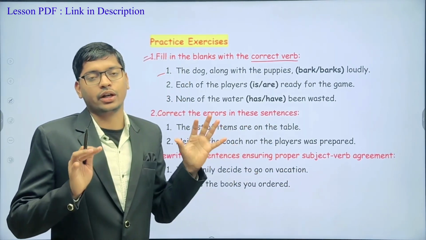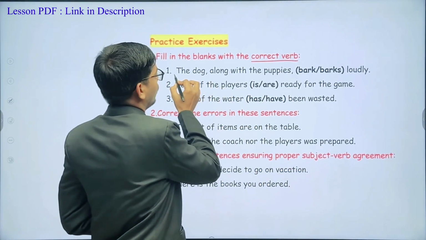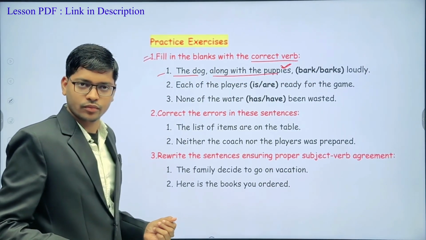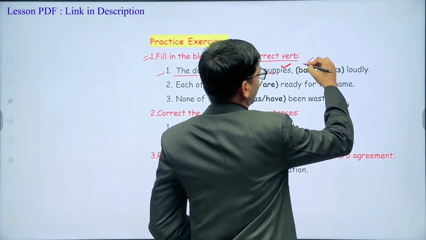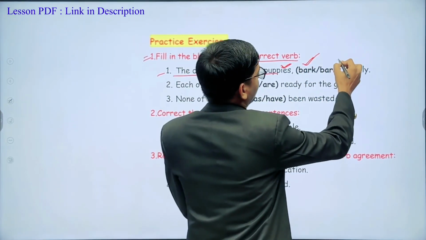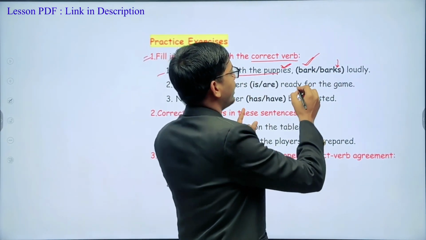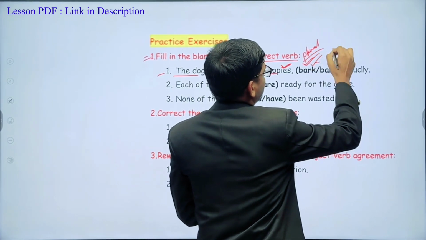Write the correct answer in the comment box. Our correct answer: dog along with the puppies, the subject is singular here. So we have to use walks, because walks has an added s. This is a singular verb, so walks is correct here.